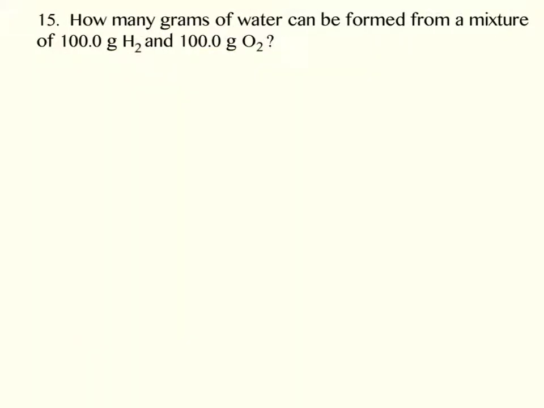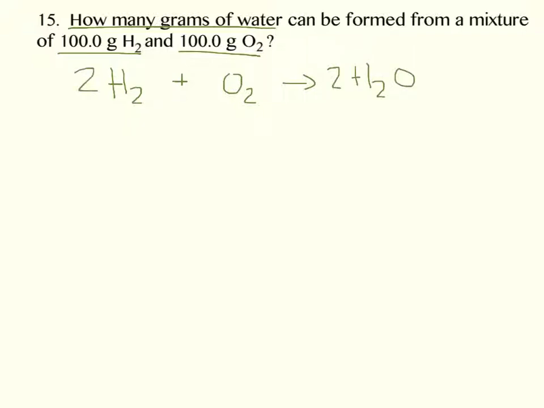Number 15, how many grams of water can be formed from a mixture of 100 grams of hydrogen and 100 grams of oxygen? So one of those is going to be in excess and one of those is going to be limiting. Start with a balanced chemical equation. Hydrogen plus oxygen makes water. Let's balance that with a 2 there and a 2 there, and write down what you're looking for. How many grams of water?